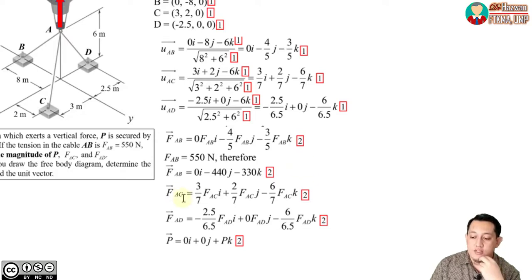And then for FAC, you just multiply the unit vector with FAC. Then you can get this one. Same with FAD. So this one also 2. This one is 2. Okay.